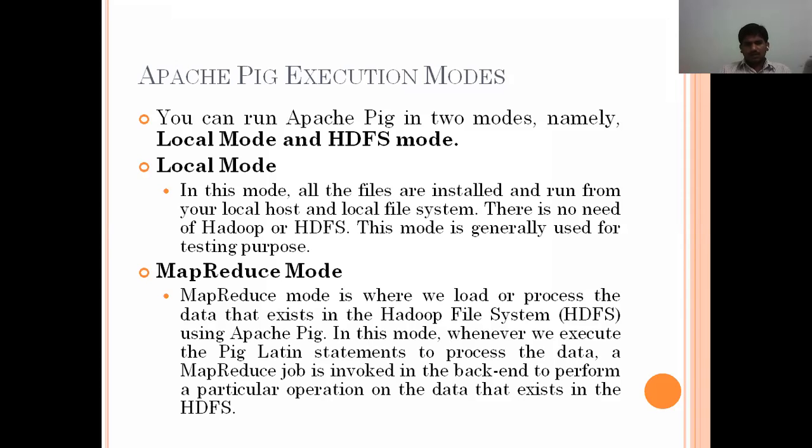So in map reduce mode we can load and process the data that exists in the HDFS file system. That is the distributed file system where the data set is contained. We can directly apply it now using Apache Pig. In this mode, whenever we execute the Pig Latin statements to process the data, MapReduce jobs are invoked in the backend to perform a particular operation on the data set that exists in HDFS. So this is one part of HDFS.